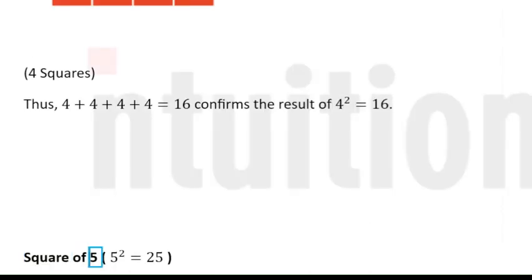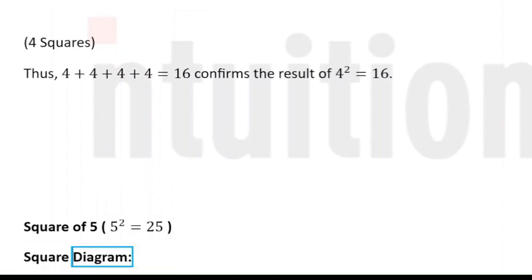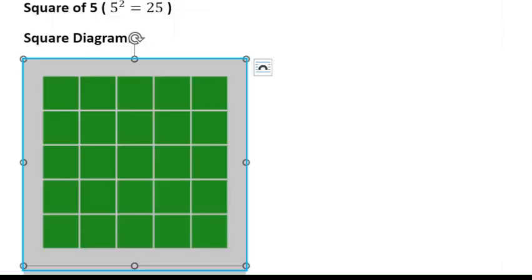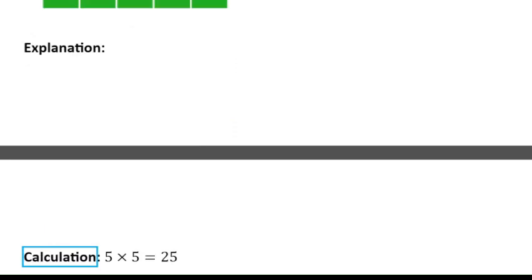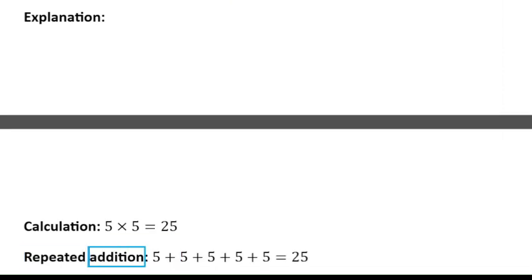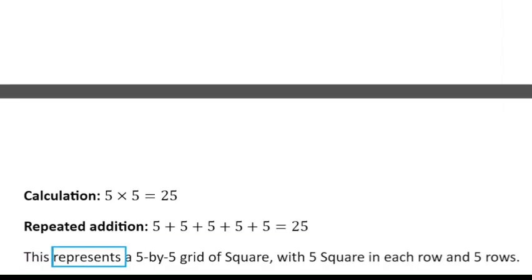Square of 5. 5 squared equals 25. Square diagram. Picture 27. Explanation. Calculation. 5 times 5 equals 25. Repeated addition. 5 plus 5 plus 5 plus 5 plus 5 equals 25. This represents a 5 by 5 grid of squares, with 5 squares in each row and 5 rows.